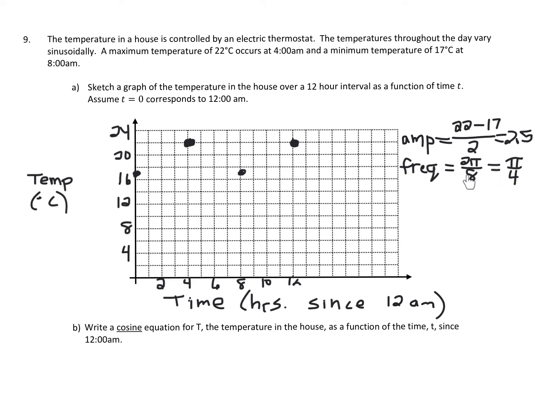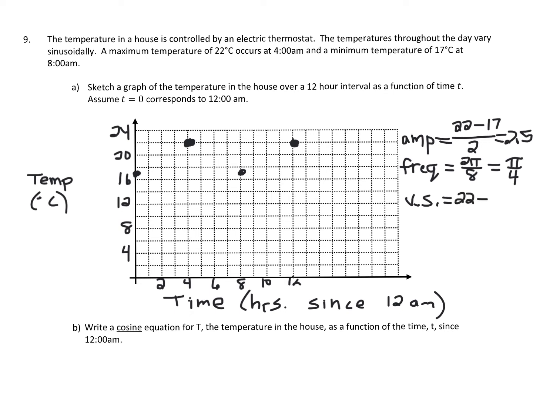Now let's do our vertical shift, because isn't that where our midline is going to be? That's what we're kind of looking for to complete our graph here. So the vertical shift, we know the formula for that is max minus amp. So the max is 22.